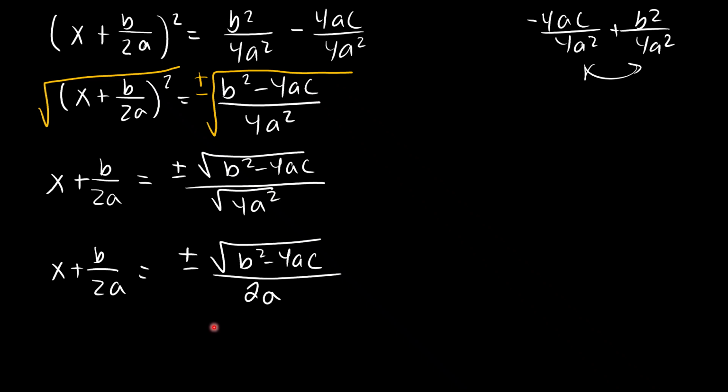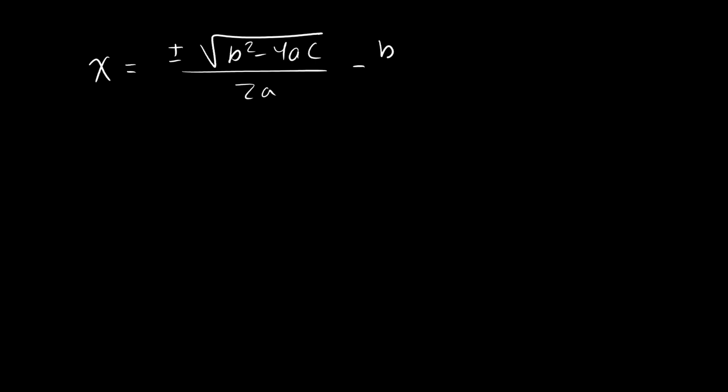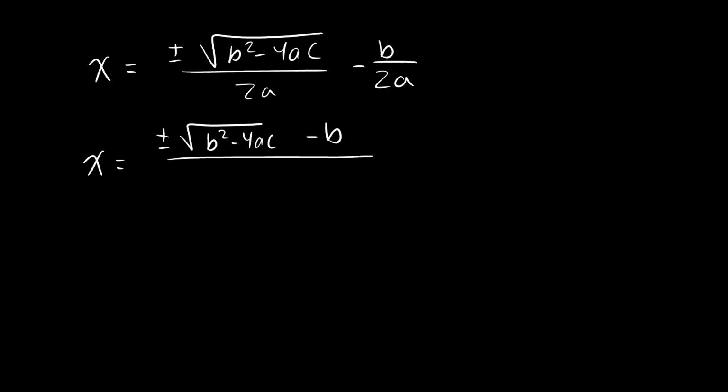So the last thing that we need to do to get the x by itself is subtract b over 2a from both sides. And I love that I have a common denominator for that. So where does that bring us? That's going to bring us to x is equal to plus or minus the square root of b squared minus 4ac all over 2a minus b over 2a. And let's go combine the fractions. We've got the common denominator there, so we might as well do that. Square root of b squared minus 4ac minus b all over 2a.